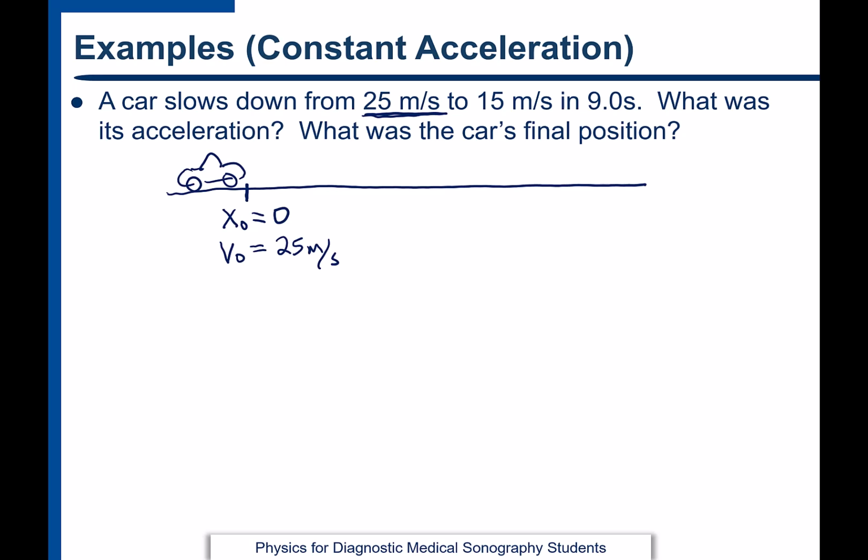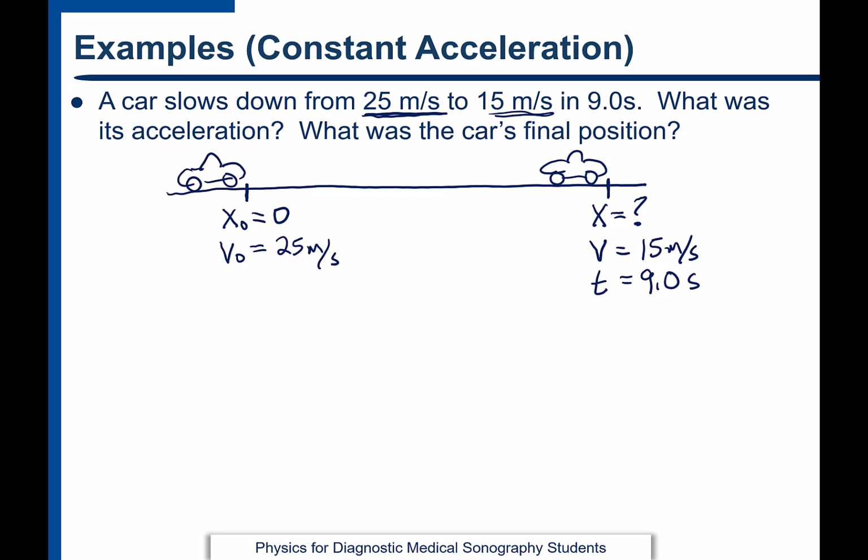Now you'll notice the car is slowing down. It doesn't come to a stop, it's still moving, but obviously it will have covered some distance. And so our final position in the problem is one of the things we're trying to find. We don't know it. However, we do know that the car is moving at 15 meters per second and that it took 9 seconds to get that far. You'll notice that what we've done is we've carefully read the problem and we've identified all the things we know.